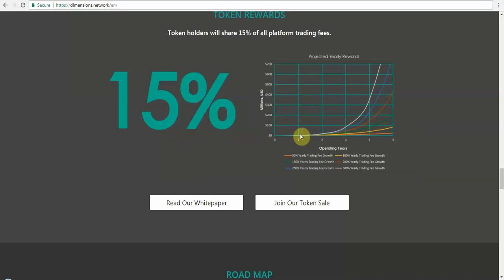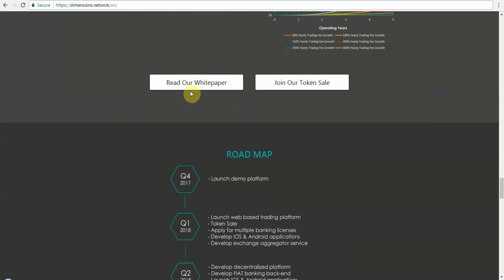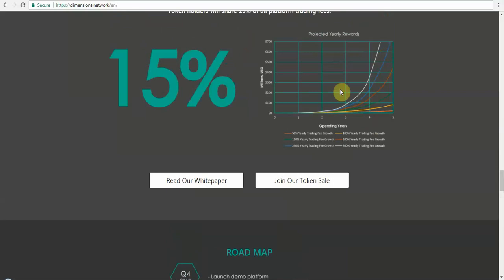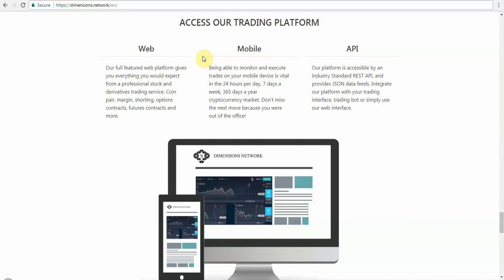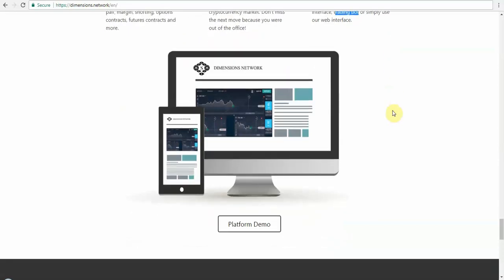In this chart, they are projecting the yearly rewards. By the way, these are clearly better explained in the white paper, and I have made a different video for which I will post the link in the description section below. So please go through that. That will help you get the numbers better. The trading platform will not be just web-based or mobile-based, but they will also have APIs accessible by means of REST API. Therefore, you can program trading bots and it will improve the flexibility for the users.